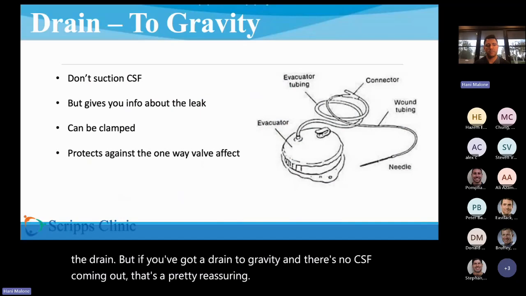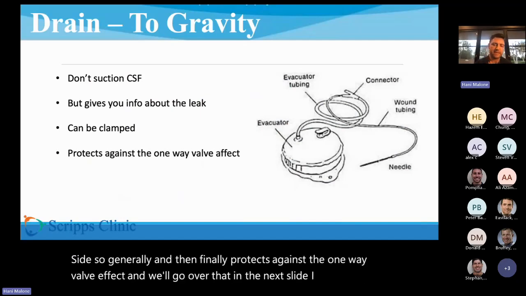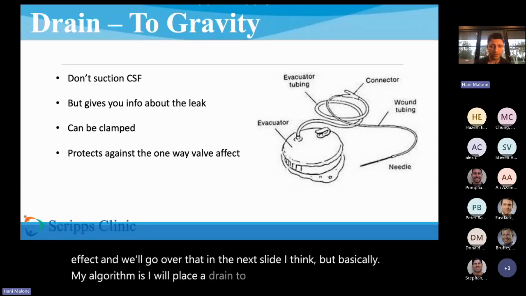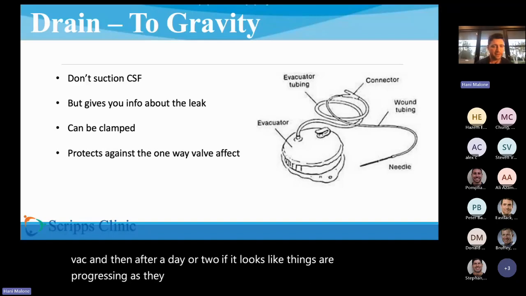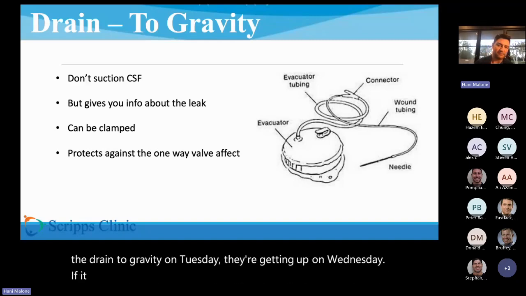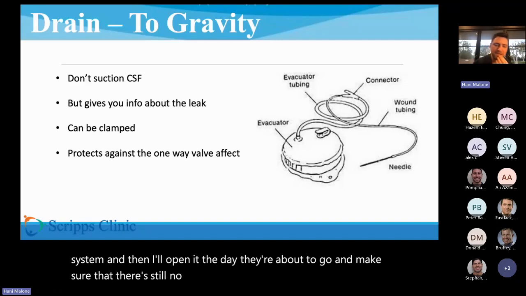So generally, and finally, it protects against the one-way valve effect, and we'll go over that in the next slide, I think. But basically, my algorithm is I will place a drain to gravity, usually a small hemovac, and then after a day or two, if it looks like things are progressing as they should, so say surgery's on Monday, I'll keep the drain to gravity on Tuesday. They're getting up on Wednesday. If it looks okay, then I'll actually clamp it to just pressurize the system, and then I'll open it the day they're about to go and make sure that there's still no CSF coming out, and then I'll pull it.